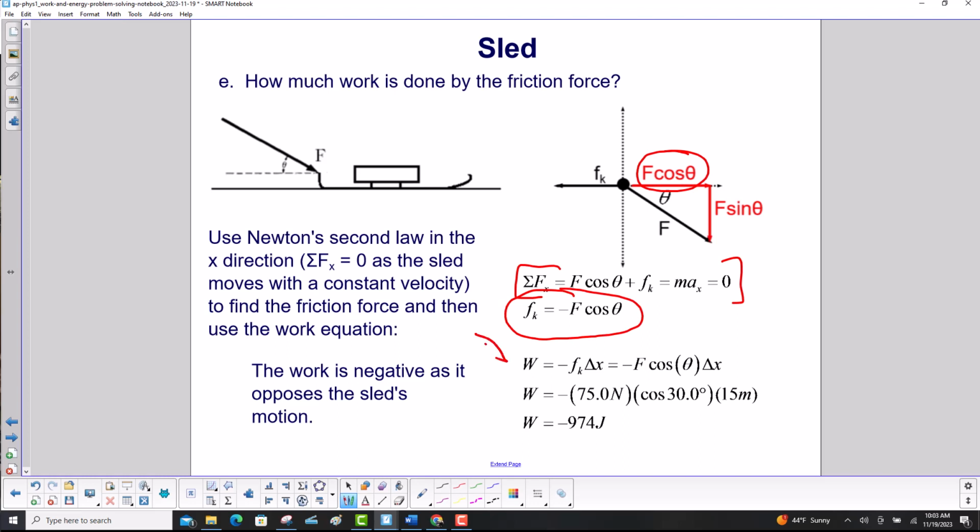Here's our work equation. It's going to be the friction force times delta x, and again there's that minus sign. So that's F cosine theta times delta x, the displacement, and we get a negative 974 joules. The work is negative as it opposes the sled's motion.